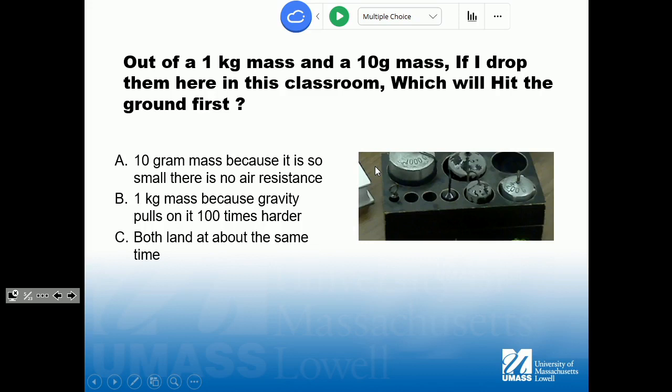And now let's just say that I have two actual masses, right? A 10-gram mass and a 1 kg mass. And I drop those, which is pretty similar to dropping balls. Which should land first? Right. So go again.